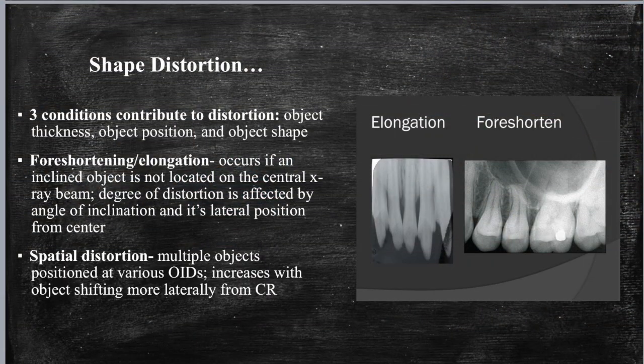Shape distortion. There are 3 factors that contribute to distortion: object thickness, object position, and object shape. Foreshortening and elongation occur if an inclined object is not located on the central X-ray beam. A degree of distortion is affected by the angle of inclination and its lateral position from the center. Spatial distortion occurs when multiple objects are positioned at various OIDs. It increases with objects shifting more laterally from the central ray.